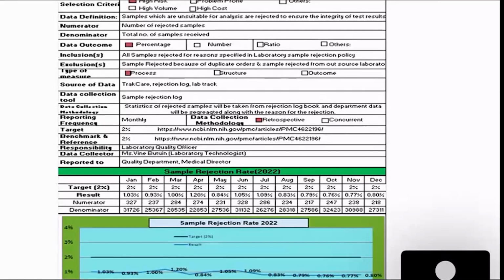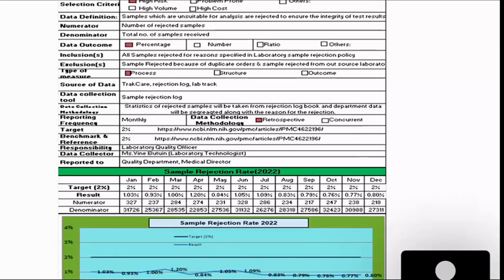Okay, sir. So better to include a formula column for each and every indicator. Formula and calculation method. After the denominator, add one more row and include the formula. Okay, sir. Sure. And what about the benchmark?